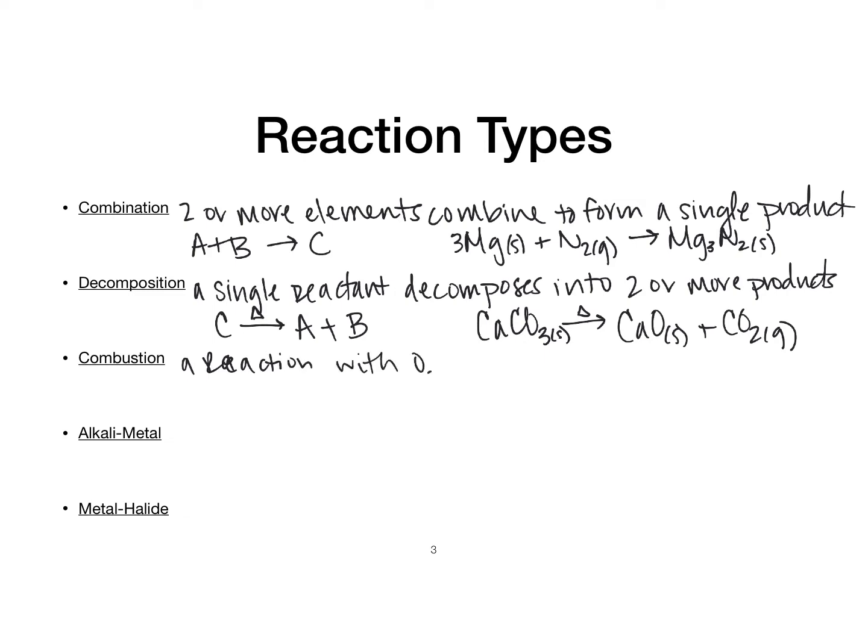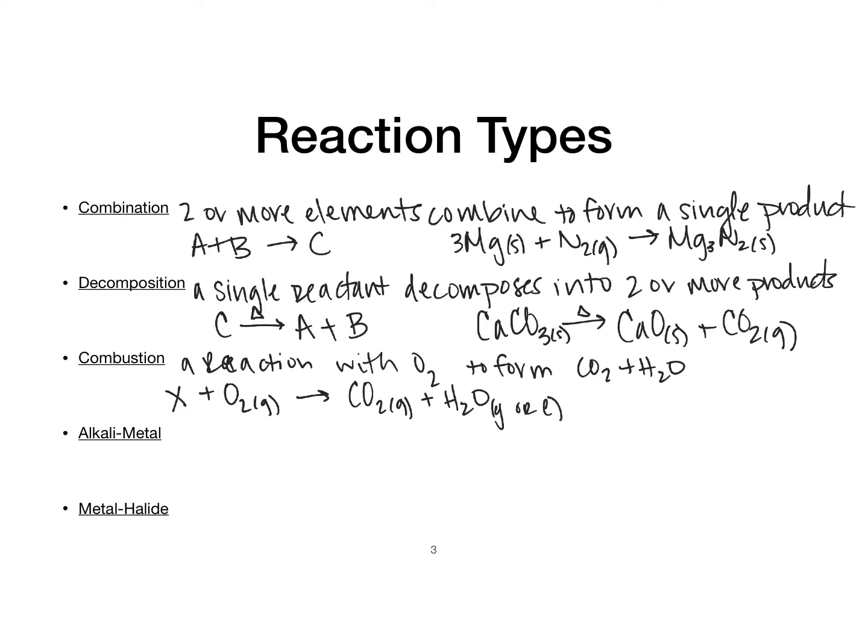So combustion, this is a reaction with O2 to form CO2 plus water. And so this is a burning event. If you were to light a flammable material on fire in the presence of oxygen, you will get CO2 and water. And so a general equation for that would be X plus O2 gas, and that's going to give you CO2 gas plus H2O. And this can be a gas or liquid, kind of depends on the component.